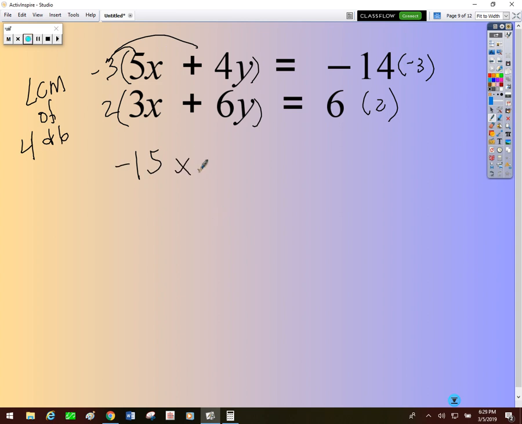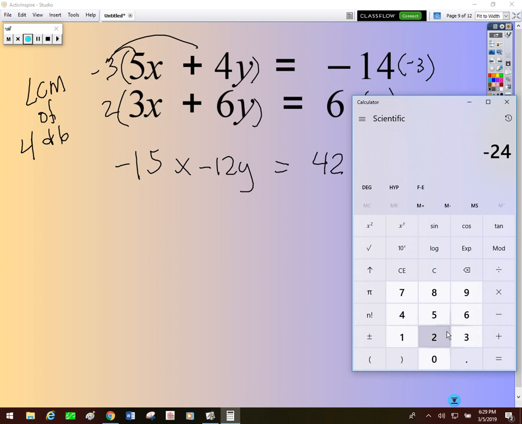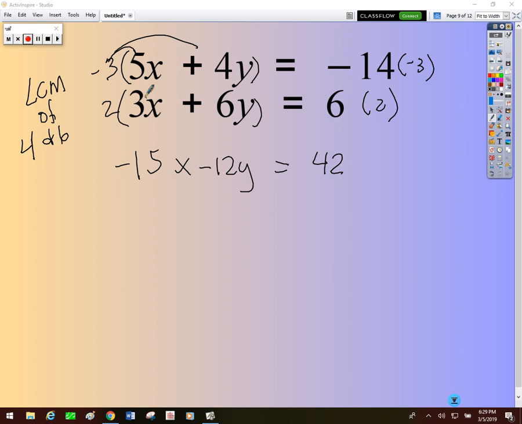Negative 3 times a positive 4 is a negative 12y. And then negative 14 times negative 3 should give me a positive 42. Let me make sure just to be safe. Okay, negative 14 times negative 3, okay, good. It's 42. All right, now the bottom one we're going to distribute here.